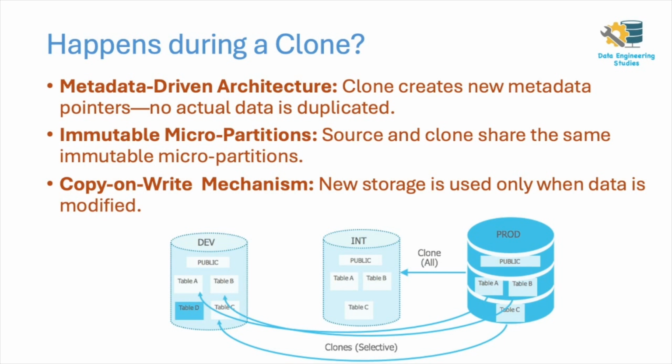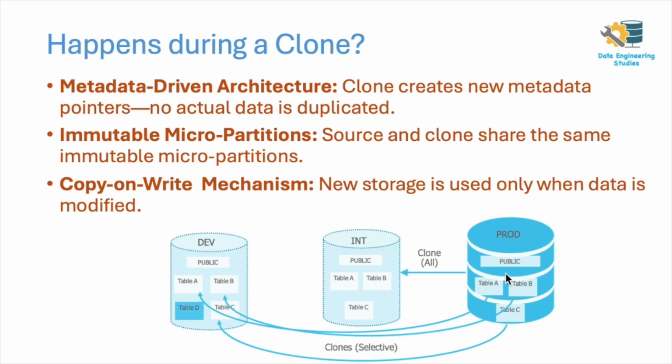Snowflake uses the copy on write mechanism. That is, both the source and the clone share the same physical storage unless one of them is modified. When the data in the source or the clone is modified, Snowflake creates new micropartitions to store the changes. This ensures that only the modified data consumes additional storage.